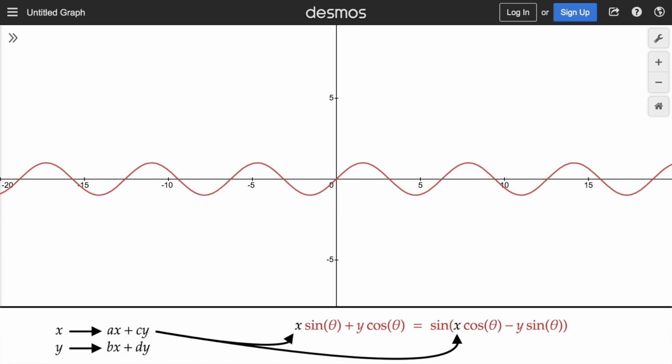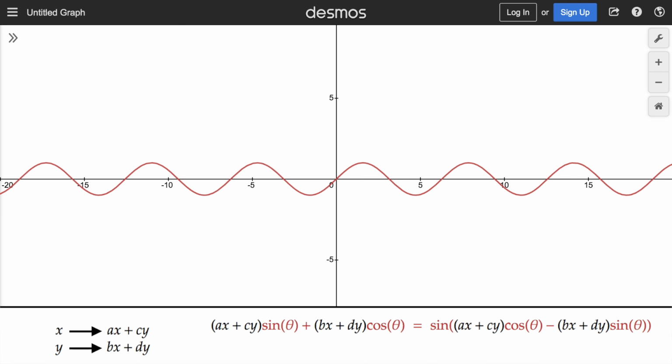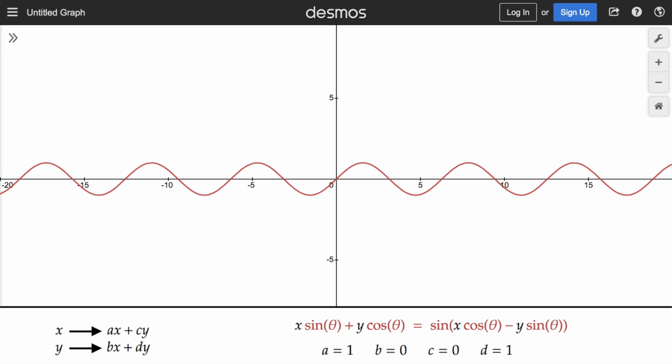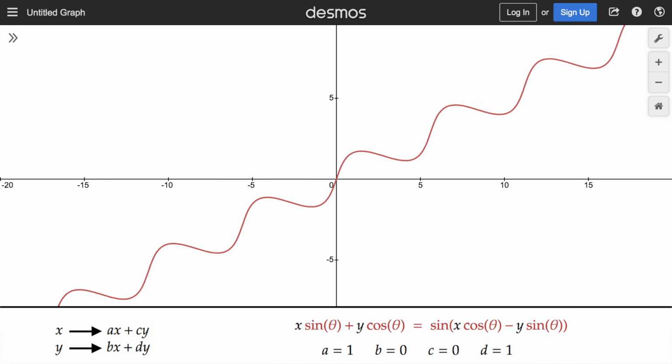So, let's come back to our sine wave. And we just do the same thing. Change the x's into ax plus cy, and change the y's into bx plus dy. Alright, now for some examples. First of all, note that if we let a equal 1, b and c equal 0, and d equal 1, then we get back our normal flat spinning sine wave.